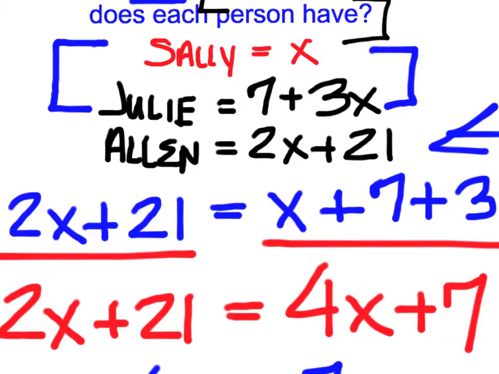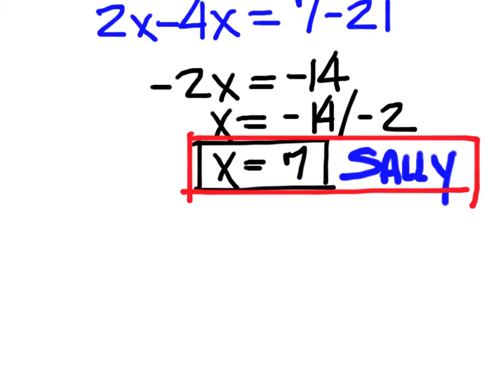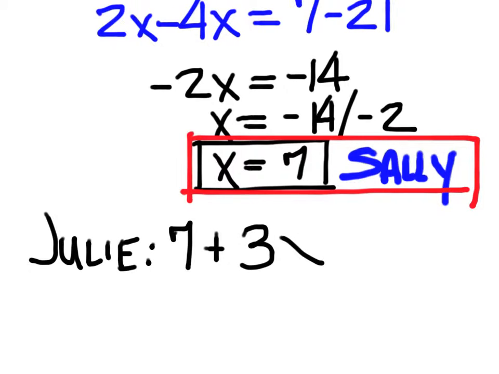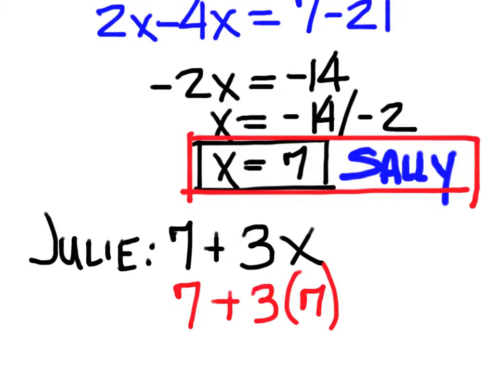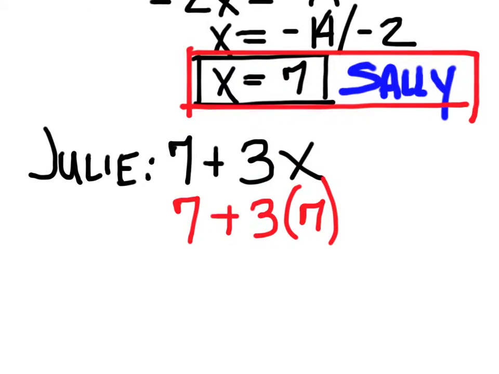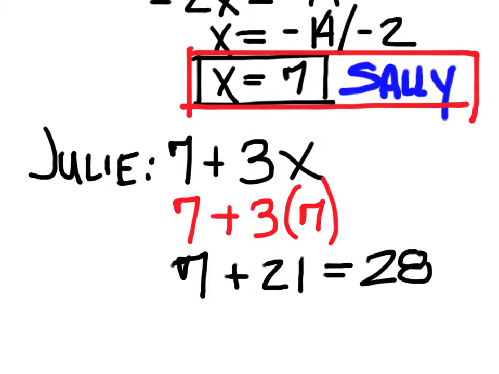Julie is 7 plus 3x. X is 7. So 3 times 7 in here, adding the other 7. 7 plus 21 is 28. That takes care of Julie.